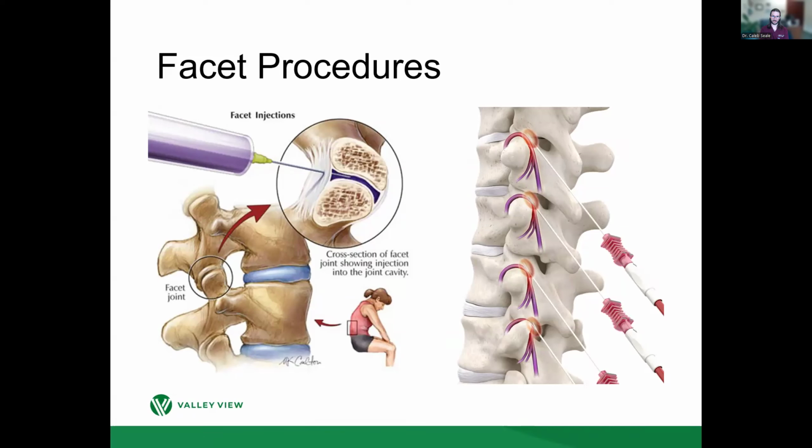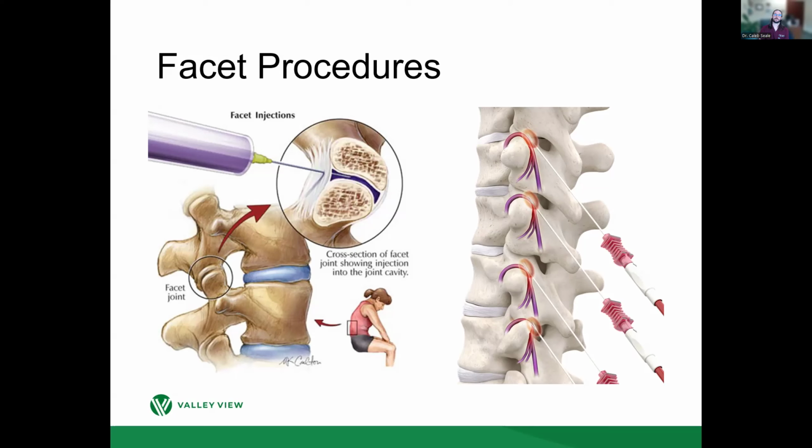So this first picture on the left just shows a facet injection that's injecting some steroid and a little bit of numbing medication within the joint to try to decrease any kind of inflammation inside that joint. Again, just like you would get for your knee. You would often try a steroid injection to see if that could help you out in your knee. You can do the same thing for the back.